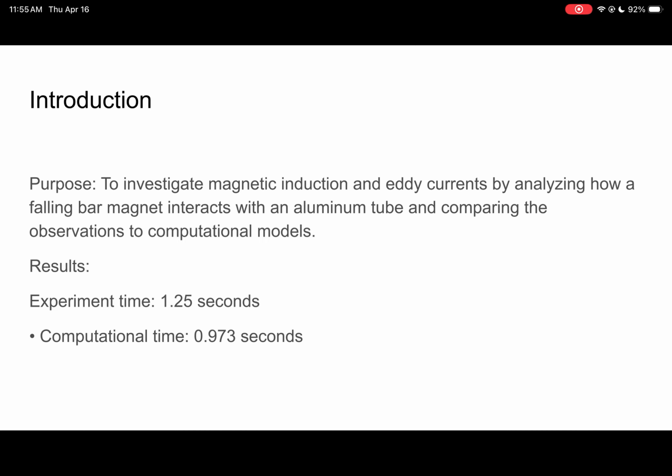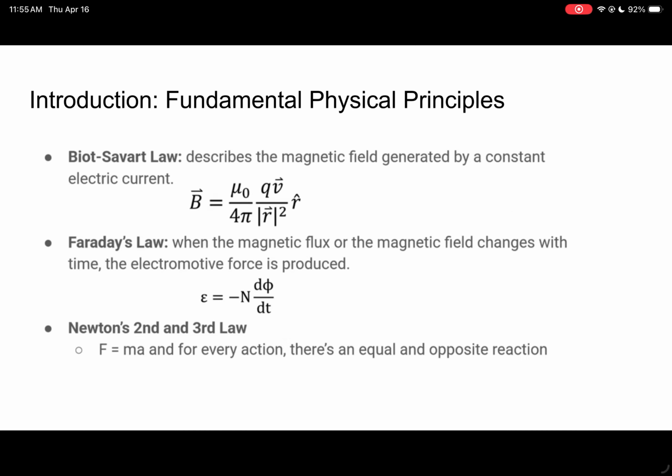So here are some of the fundamental physical principles. The Biot-Savart law, which describes the magnetic field generated by a constant electric current. We have Faraday's law, which states that when the magnetic flux or magnetic field changes with time, an electromotive force is produced. And we also have Newton's second and third laws, where F is equal to the mass times acceleration, and for every action there's an equal and opposite reaction.